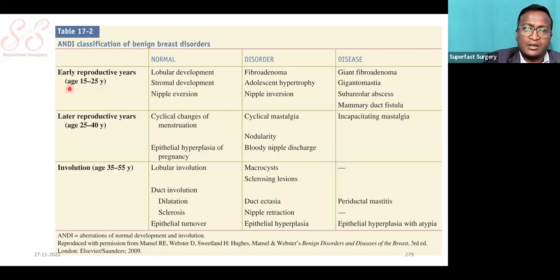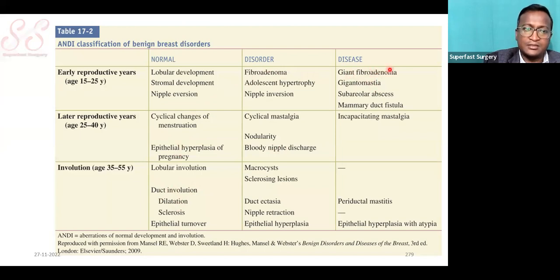So you can understand the entire spectrum of ANDI, that is aberration in normal development and involution. How it is normal, and what if there is a disorder, and when do we call it a disease? Like the normal lobular development, then the disorder is fibroadenoma and the disease is then fibroadenoma. So the question can be formulated anyway, like I can formulate a question.